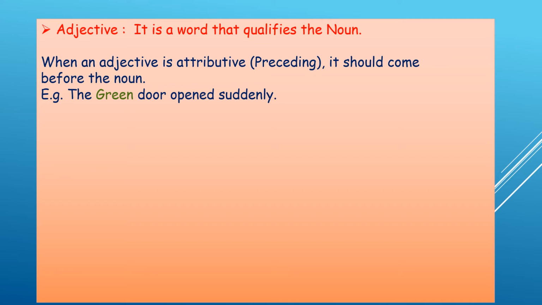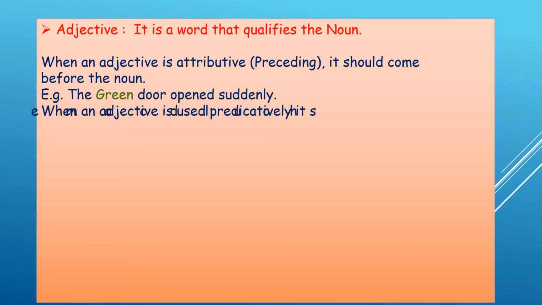The green door opened suddenly. So which kind of door opened? So green color. So green is an adjective and door is the noun. So it has come before the noun. So this kind of adjective, attributive kind of adjective, should always come before the noun.